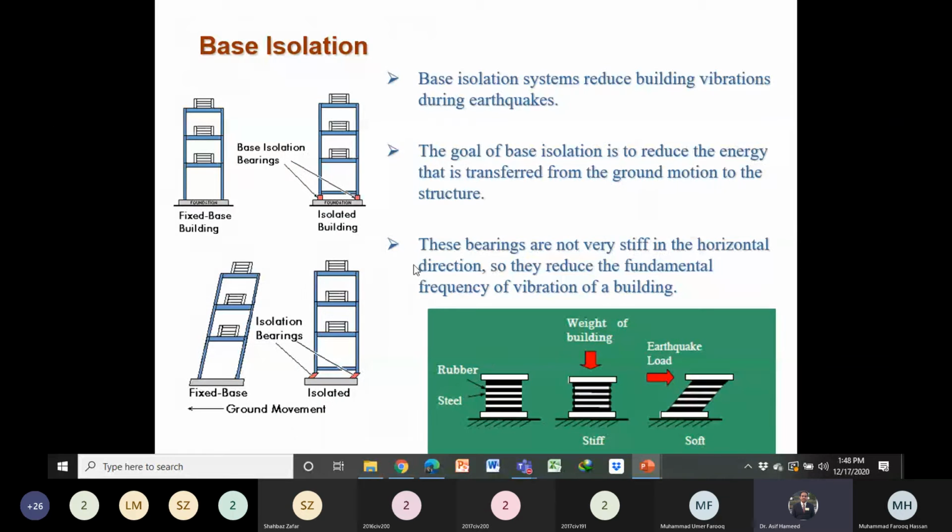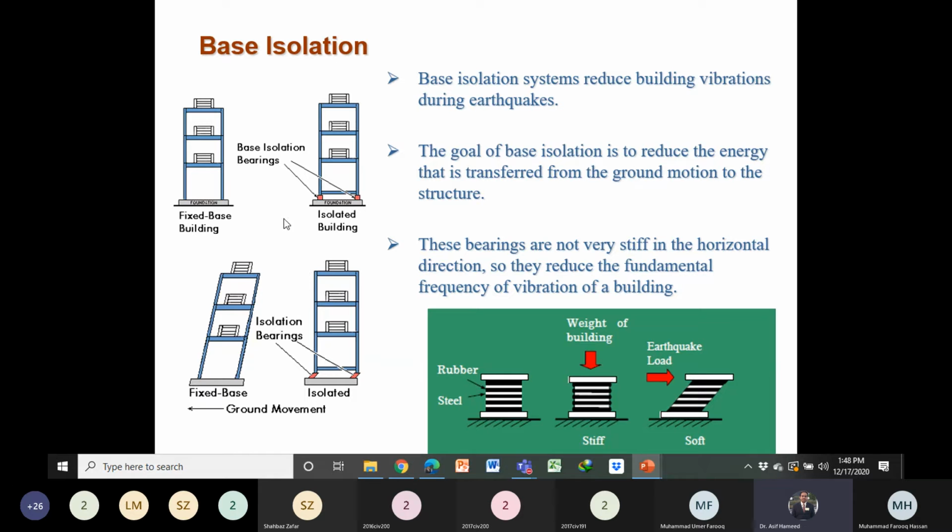Then we have the base isolator. What are base isolators? We can isolate the structures from the base. The construction is, we have alternate layers of elastomeric rubber and steel plates. These elastomeric bearings can take the building loads or the structure loads. They are very stiff in the vertical direction, but they can move laterally against the lateral loads. So the structure will move as a whole and there will be no damage to the structure.